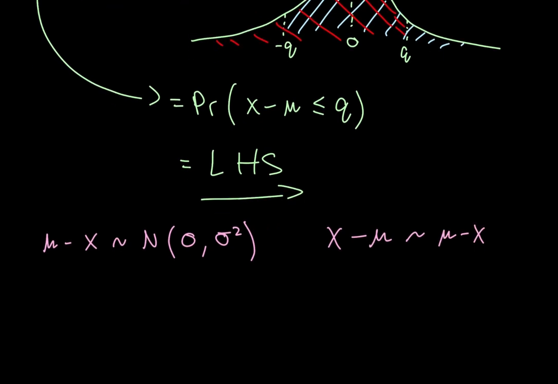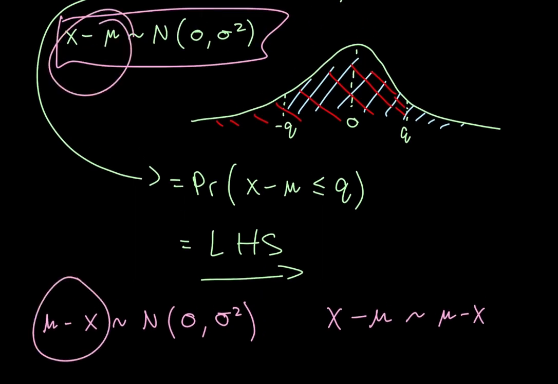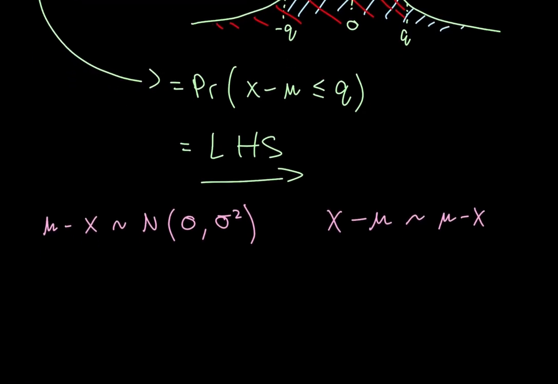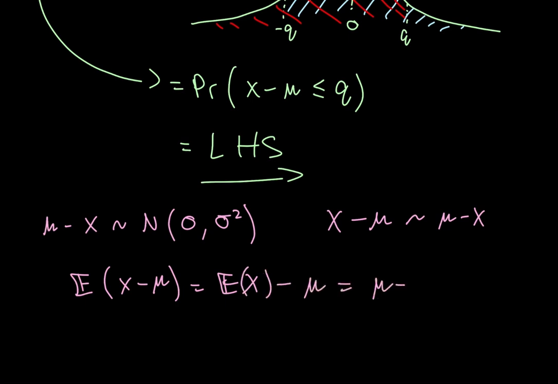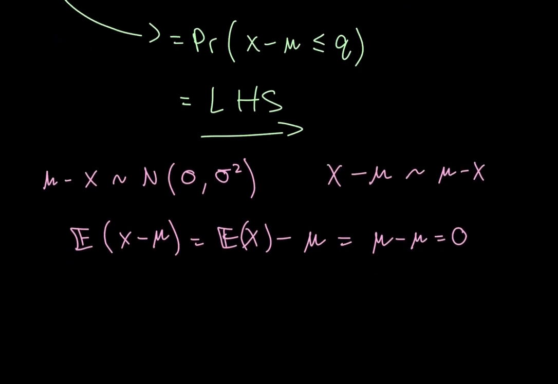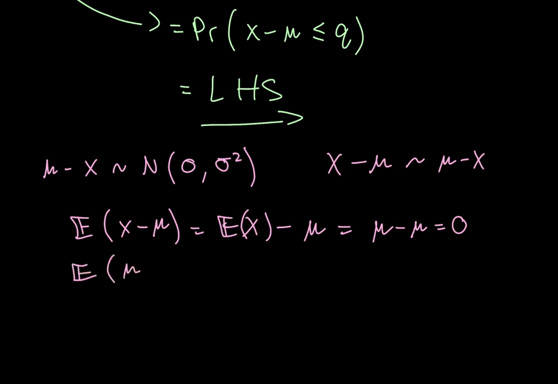Essentially this works because X is normally distributed, and in both of these cases we're shifting X by a constant. So what happens is the expectation of X minus mu equals the expectation of X minus the expectation of mu, which is a constant, just mu. That is mu minus mu, which equals 0. And that's how we get that 0 in this distribution. The same logic follows for mu minus X: we get mu minus the expectation of X, which equals mu minus mu, which also equals 0. So the expectations are equal.